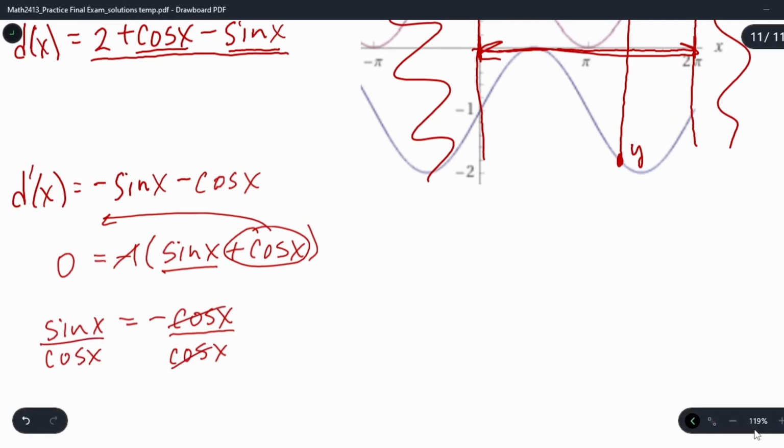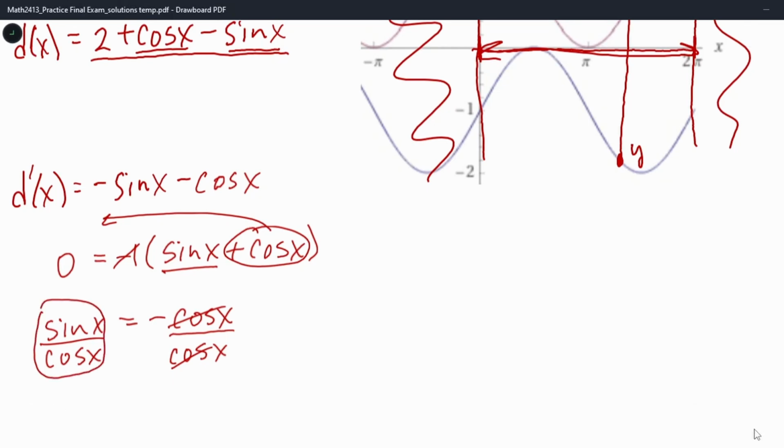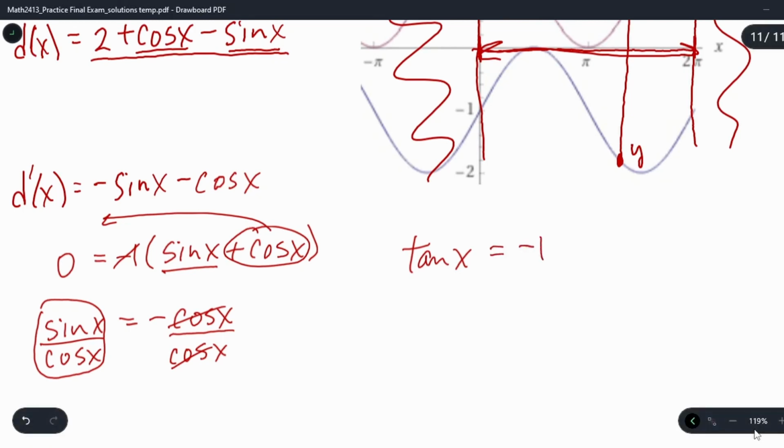Well, for one thing, it gets rid of this trig function on the right-hand side, and makes that effectively -1. On the other side, this will simplify to a single trig function. I know that sine over cosine is tangent. So now what I'm really trying to solve is, when is tangent of x equal to -1?